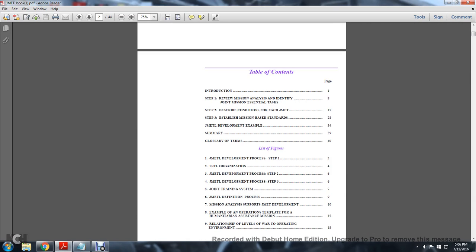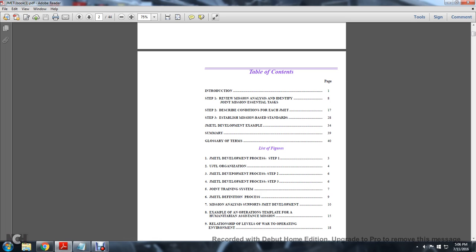Introduction. Step 1, review mission analysis, identify joint mission essential tasks. Step 2, describe conditions of each joint mission essential task. Establish mission-based standards, joint mission essential task list development example, summary, glossary of terms. List of figures, joint mission essential task list development process.